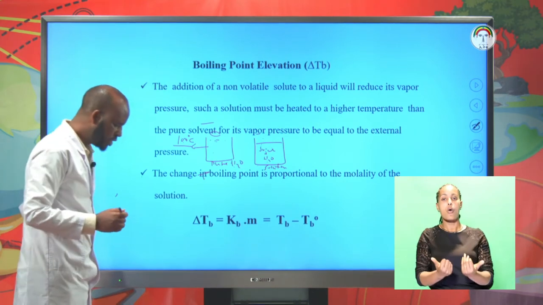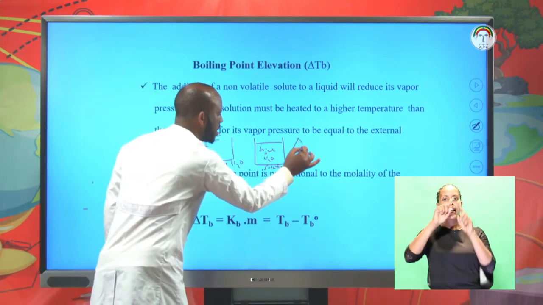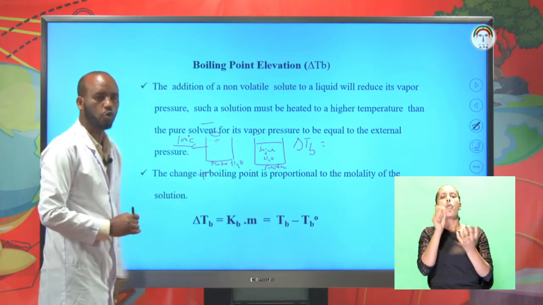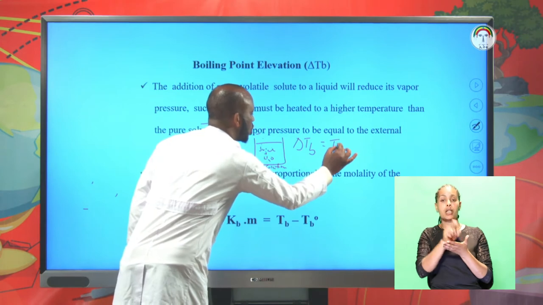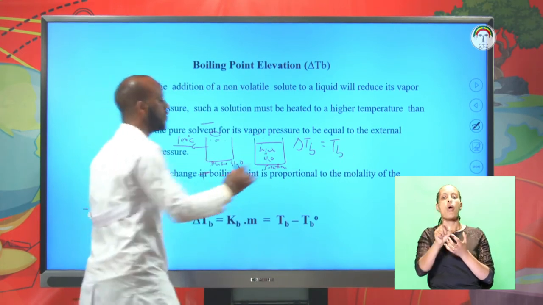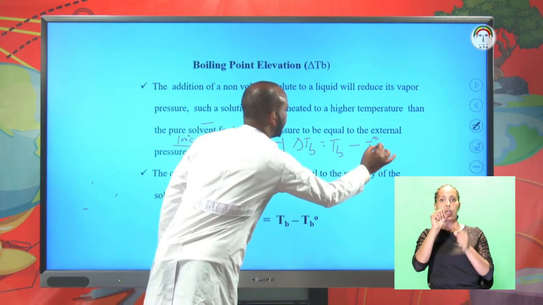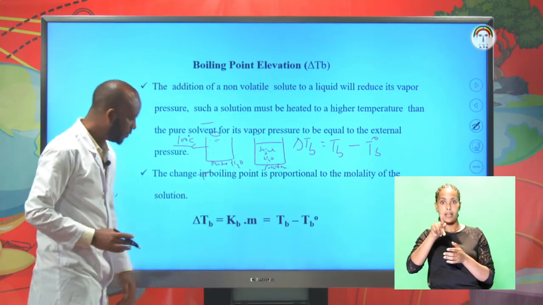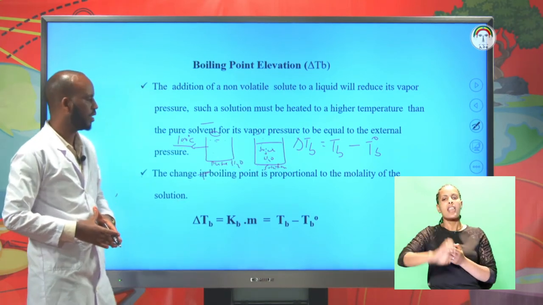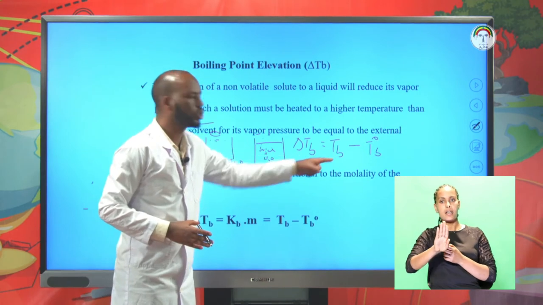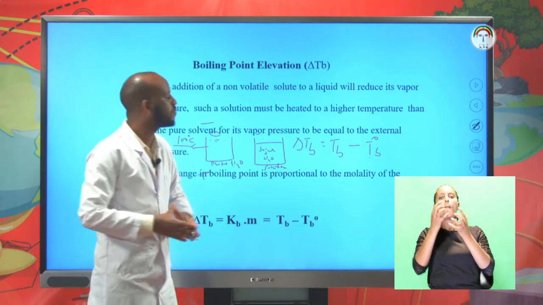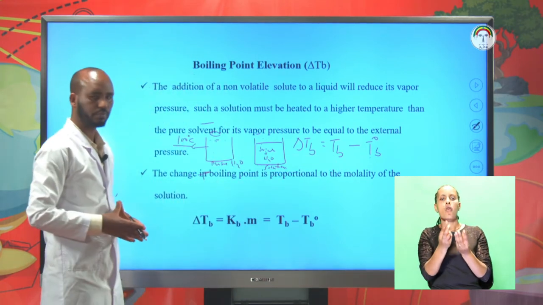Now, boiling point elevation, delta TB. Boiling point elevation, delta TB, equals the boiling point of the solution, TB, minus the boiling point of the pure solvent, T naught B. Where delta TB is boiling point elevation, TB is boiling point of the solution, and T naught B is boiling point of the pure solvent.